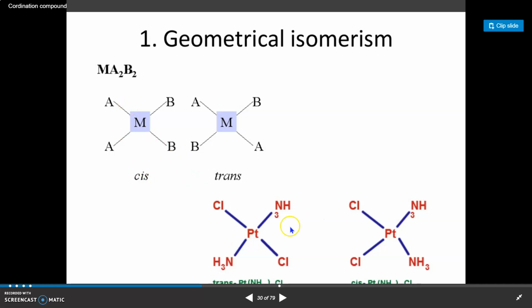Here are examples of cis and trans isomerism. In this complex, the chlorines are opposite to each other, and the ammines are also opposite to each other. This form is called trans, or transplatin. And here this chlorine and this chlorine are adjacent to each other, and the ammines are also adjacent to each other. This form is called cis, and this is the example of cisplatin.